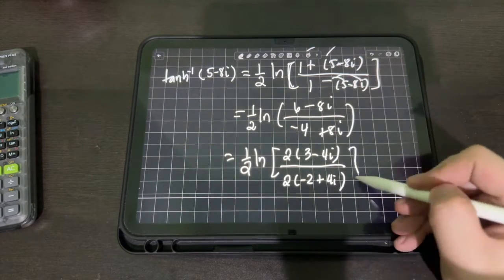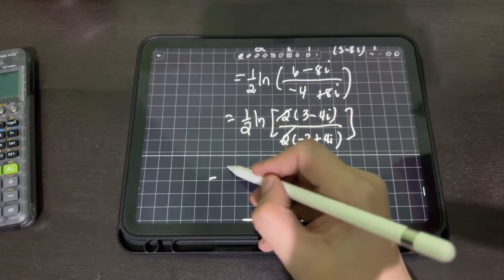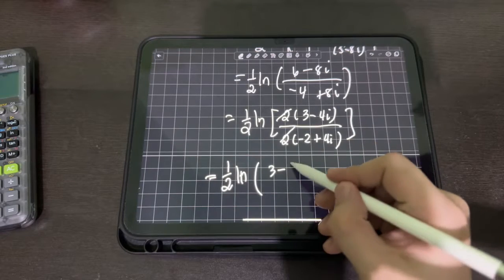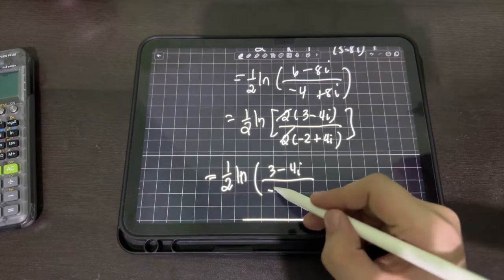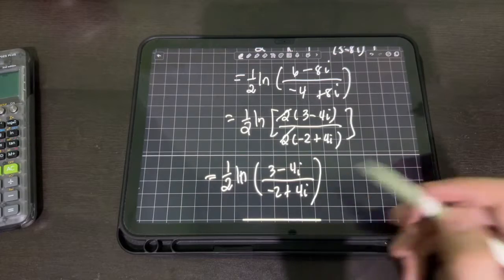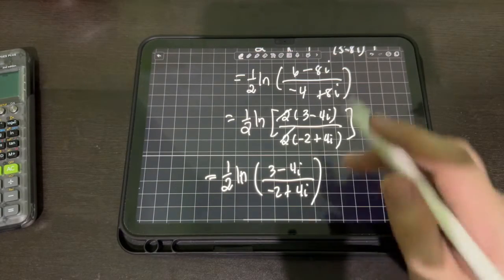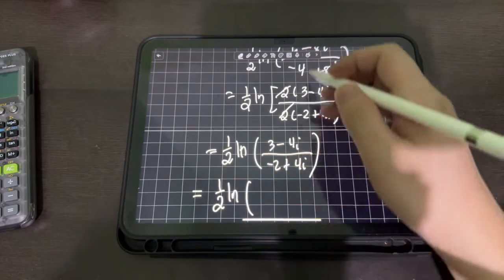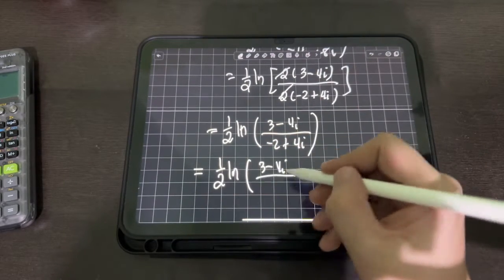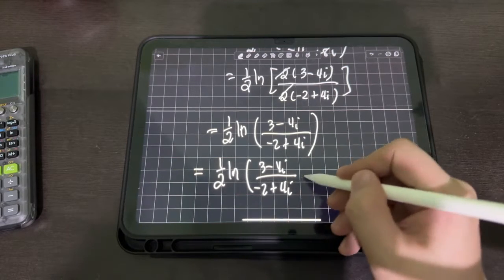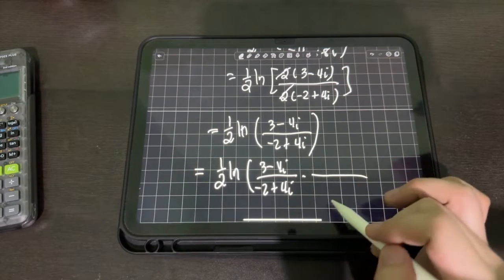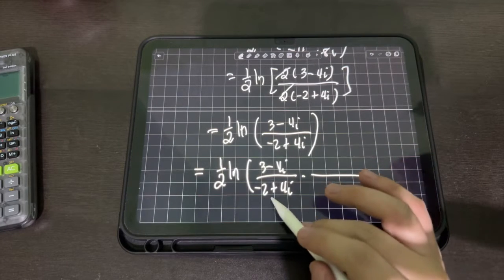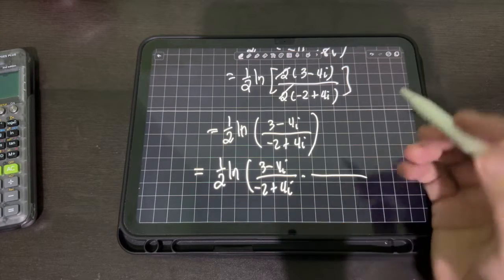Okay, so you can cancel out these 2. You will have 1 half ln of 3 minus 4i over negative 2 plus 4i. And then you divide. So you can divide it manually. 3 minus 4i divided by negative 2 plus 4i. Recall, you will multiply both numerator and denominator by the conjugate of the denominator. So what's the conjugate of the denominator, negative 2 plus 4i?